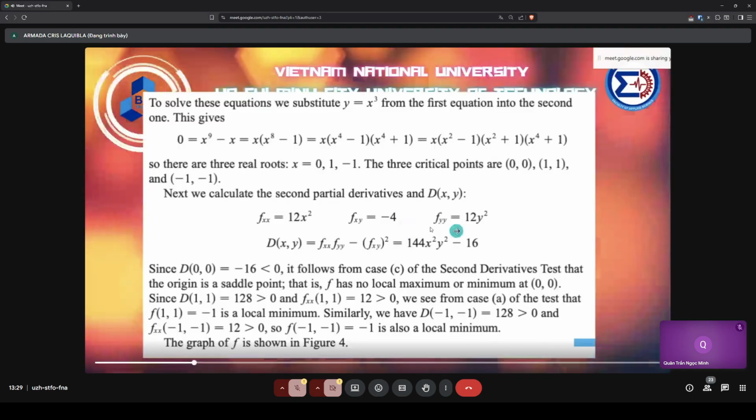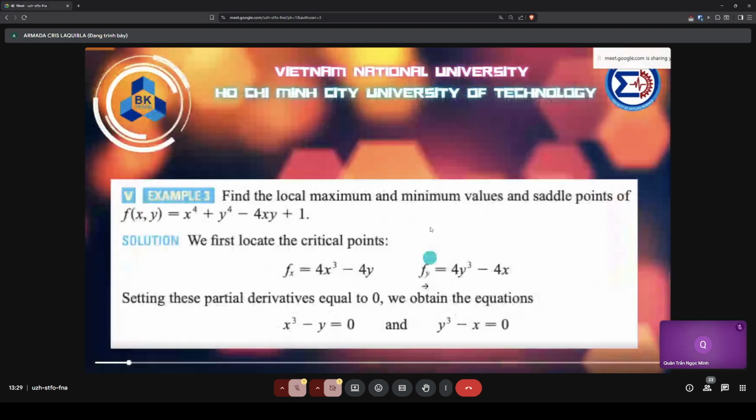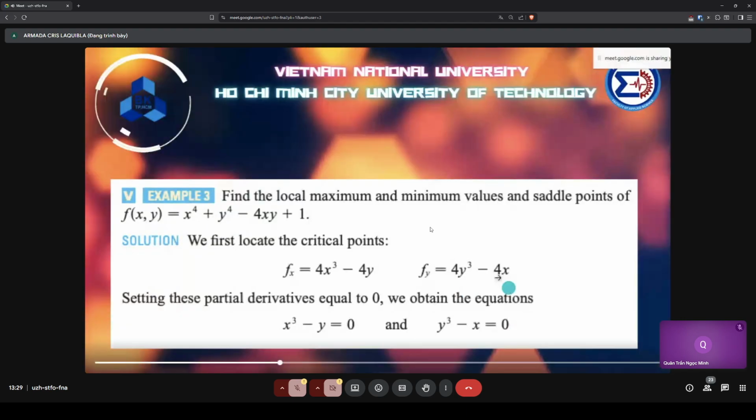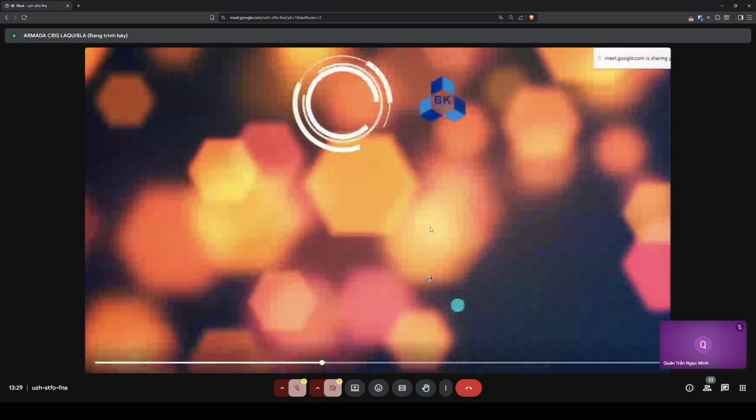And for fyy, we go here in your fy. The derivative of the negative 4x is 0 already because there is no y in it. So you have here 12y squared.